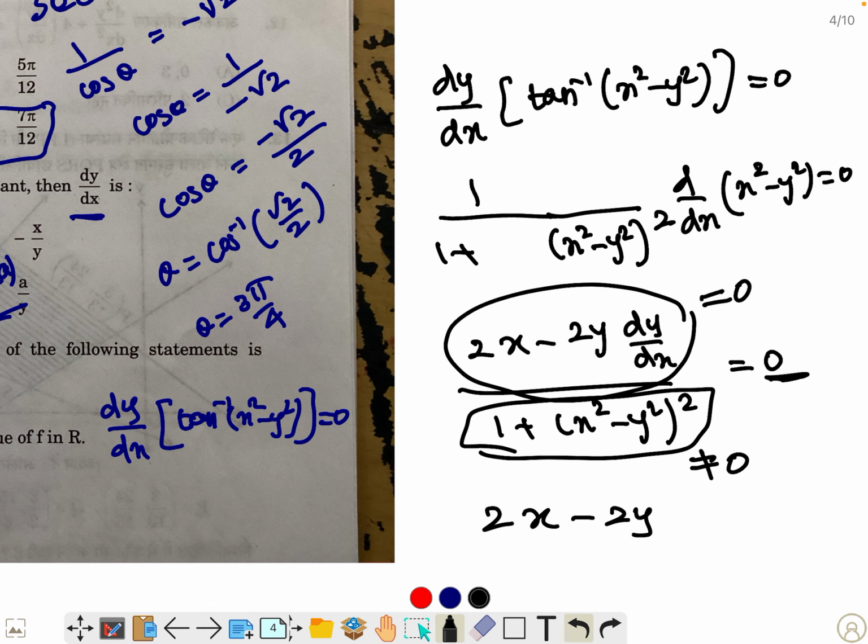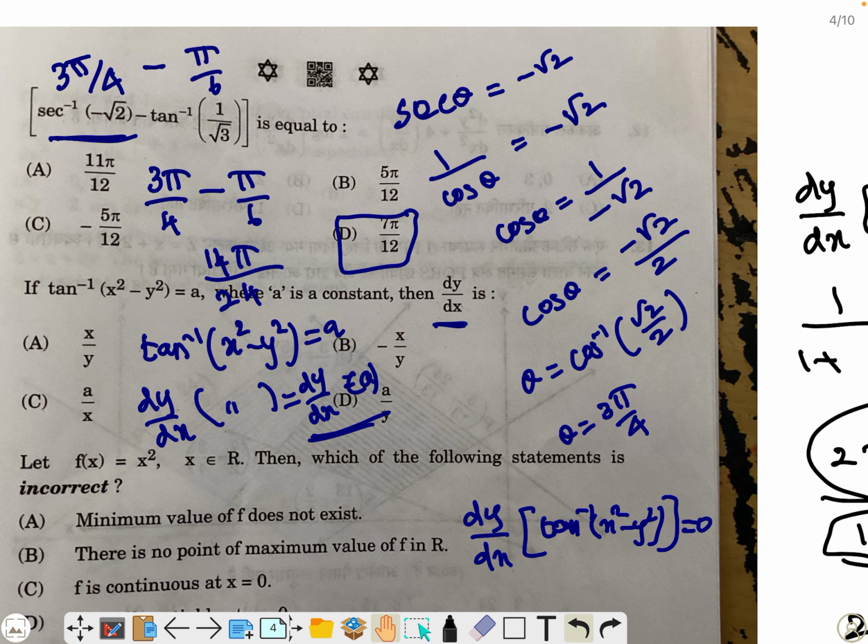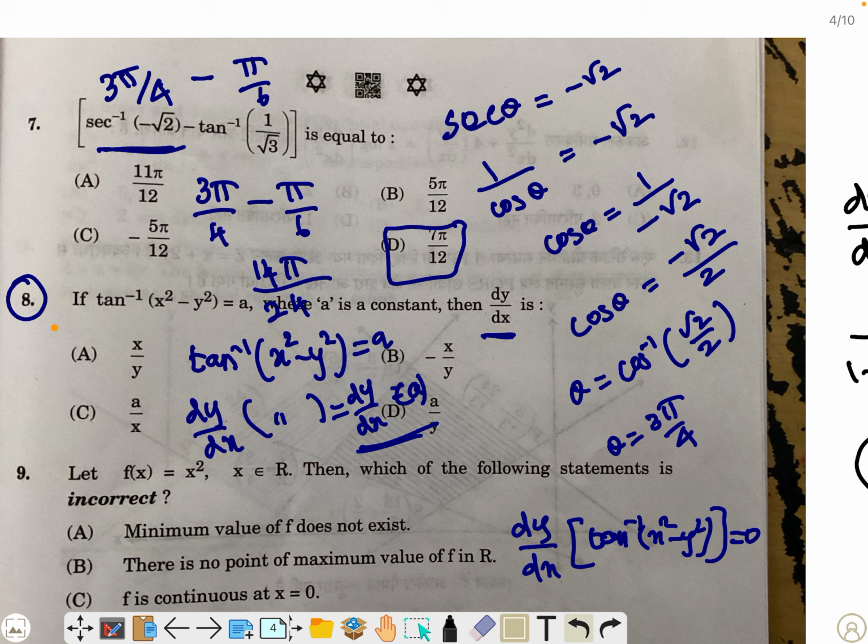So 2x minus 2y dy by dx equal to 0. We want to find dy by dx. So dy by dx you will get as x by y. So x by y is the answer. Where is x by y? It is in the first option, x by y.